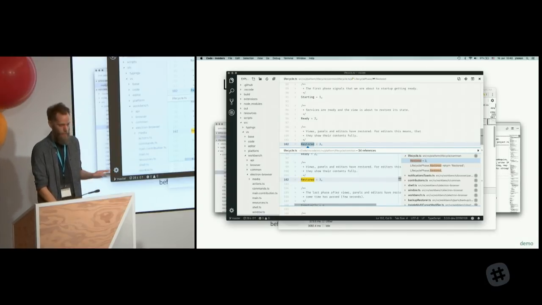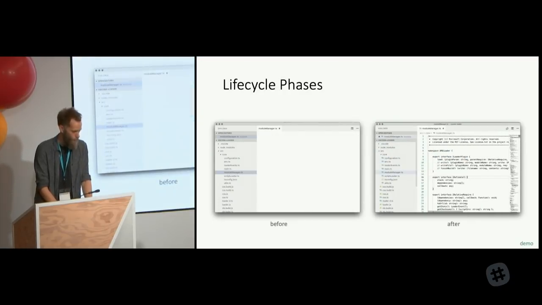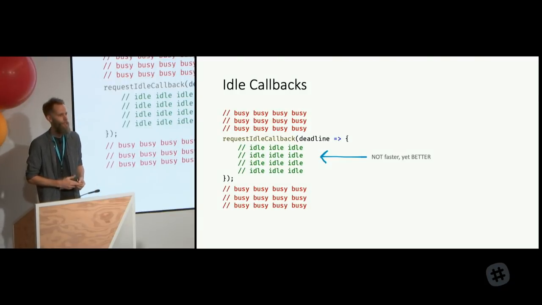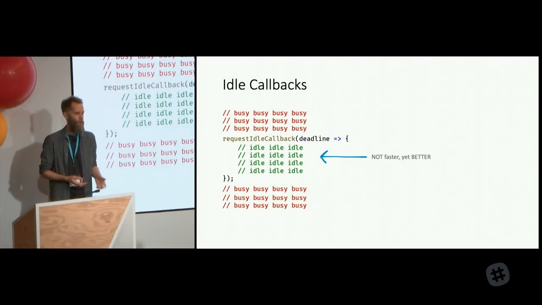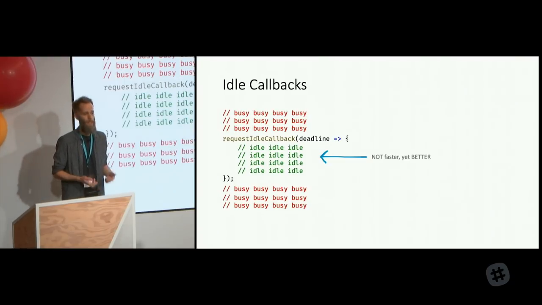Then there's another thing where it falls into the same category. You're making something faster by not making it faster, but by running it at a more favorable time. This is a new kid on the block. This is idle callbacks. It's a new experimental feature in web browsers. Chrome has it, Firefox has it, so that means almost every web browser has it. That also means Electron has it.